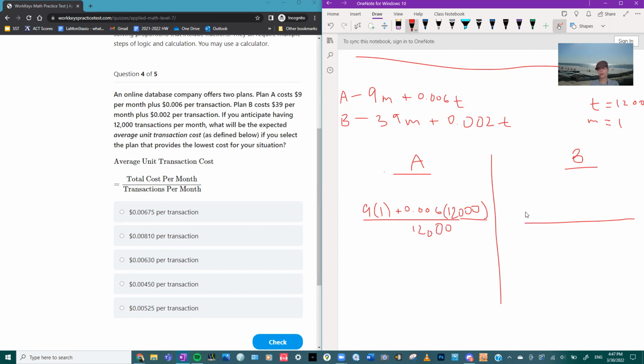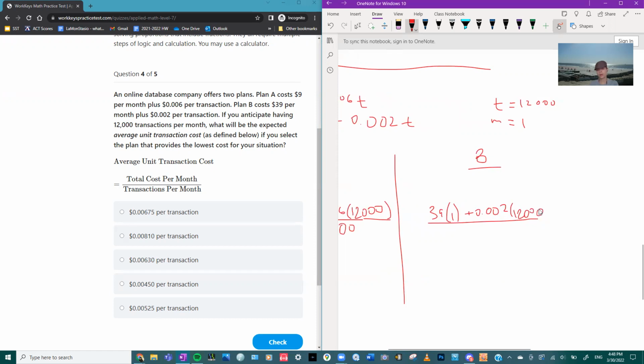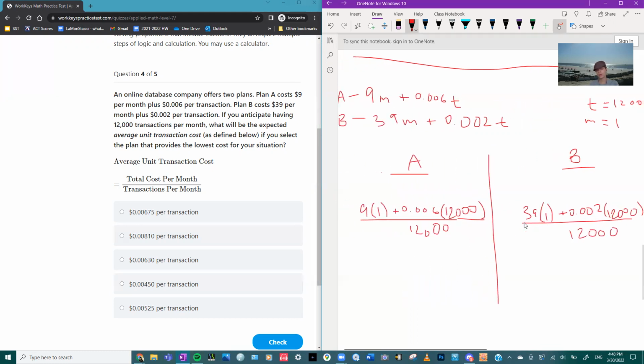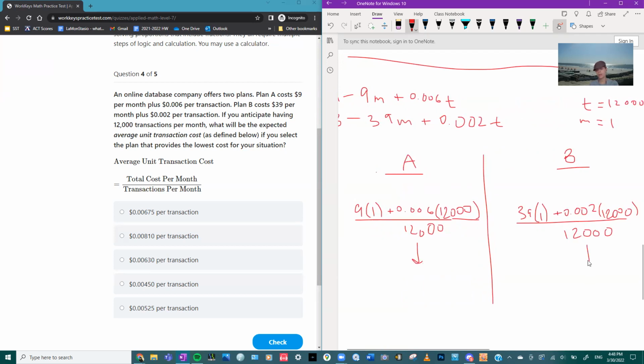All right, now let's go over here. Here, the equation is 39M, so M is 1, and then plus 0.002T. T is 12,000. Sorry, this thing sometimes messes up. And then total transactions is 12,000. All right, now we are going to type both of these into the calculator and figure out which one is lower. And that will be our answer.